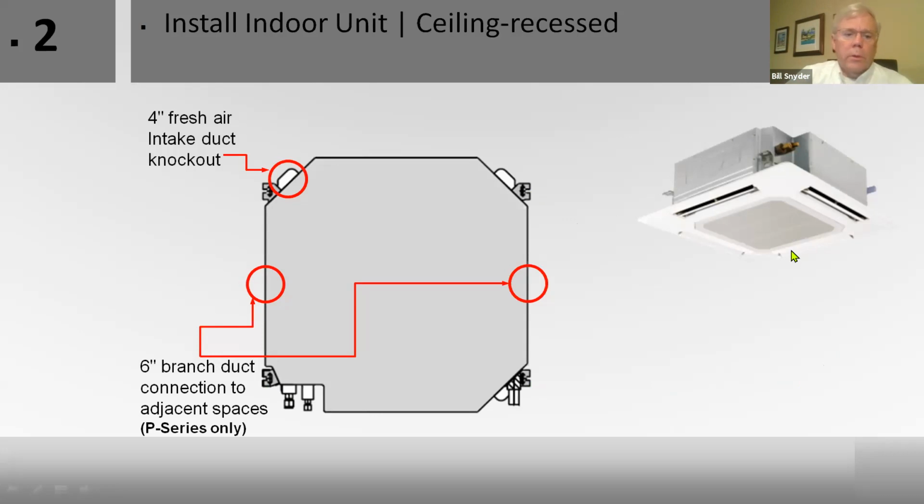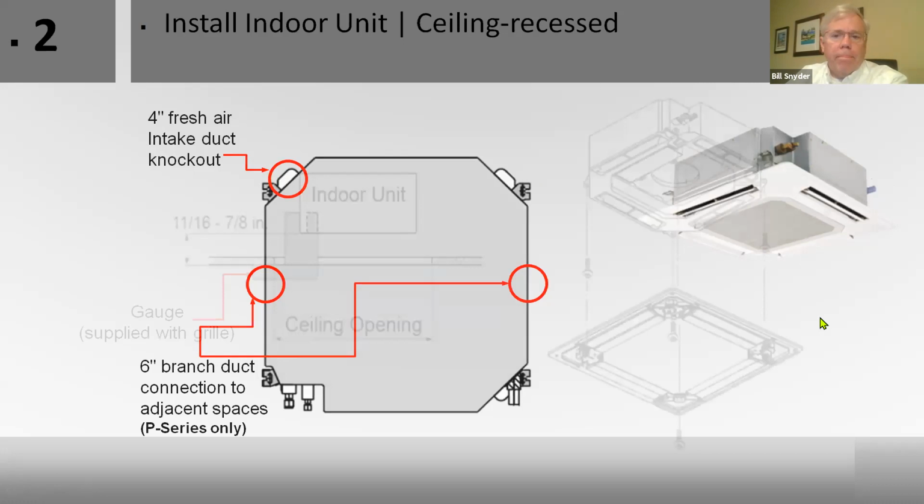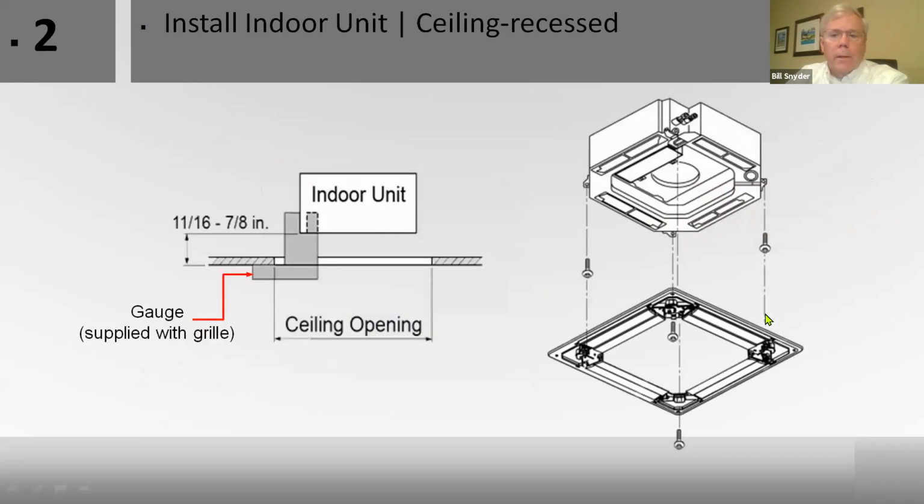This particular unit is a P series. We have out the side, both sides, you can run a little duct into a separate room to get a little air movement into another room. And in the corner over here, we can bring in some fresh air. This also has a lift mechanism that lifts the water up and out. And it comes with this little gauge.